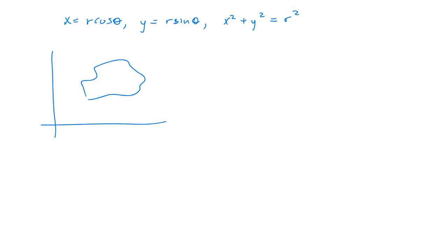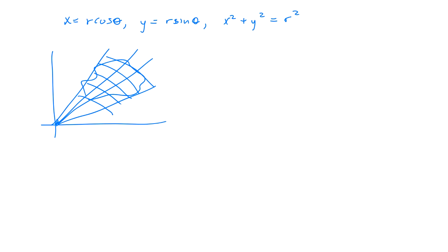So in Cartesian, I would break this up into lots of little rectangles. Here, what I have to do is break it up into lots of little changes in angle, and then lots of little changes in radius. Then I'm going to assume it's constant on a little piece and get the volume of the little parallelepiped. So let's look at one of these little pieces.